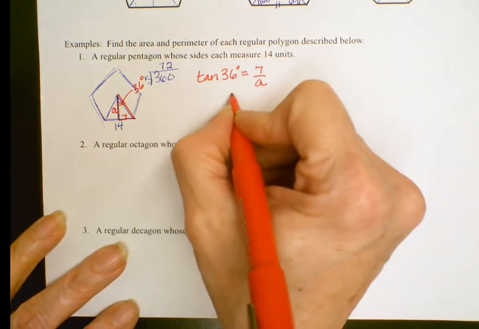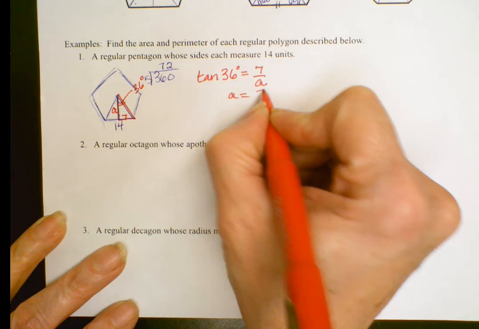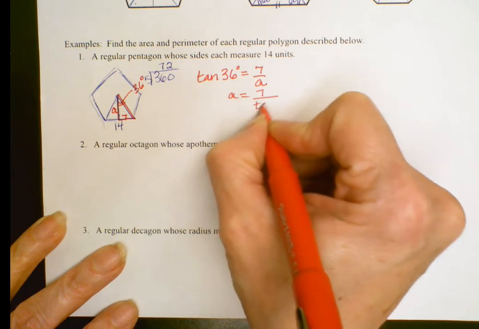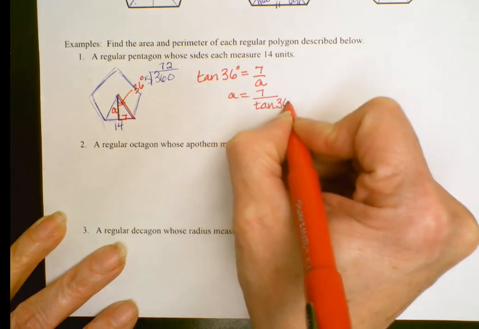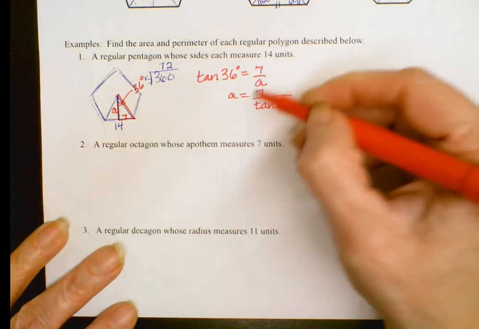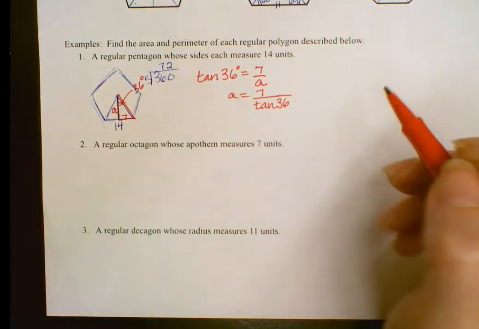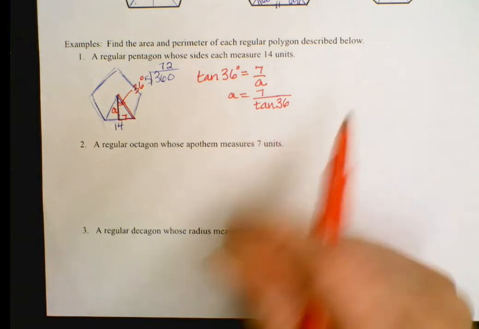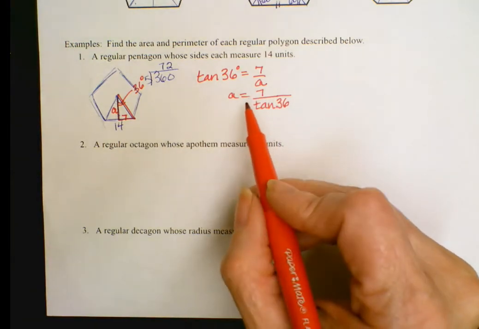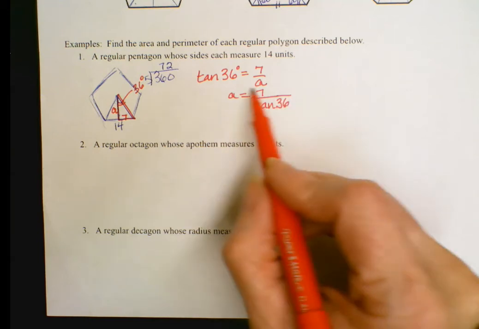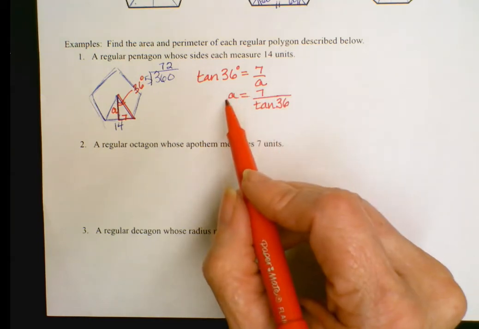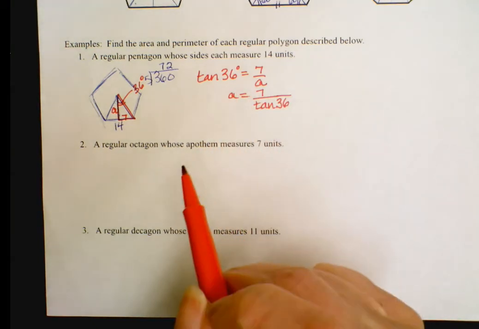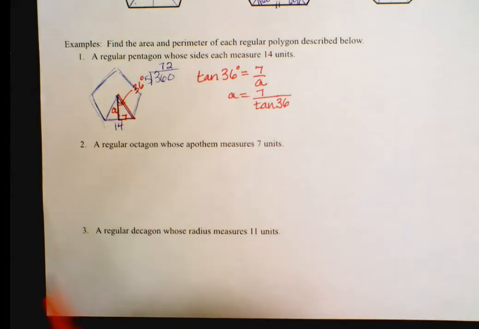Solve that for a, so a equals 7 divided by the tangent of 36. Now, as we've discovered in class, when we type numbers like this into a calculator, we get a decimal that's not a whole number, not real pretty. So for that reason, I want to leave this in this form. When it comes to finding the area of the polygon, I'll substitute that fraction in place of a.